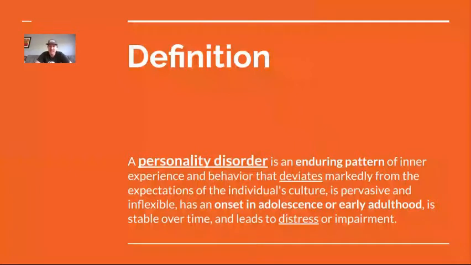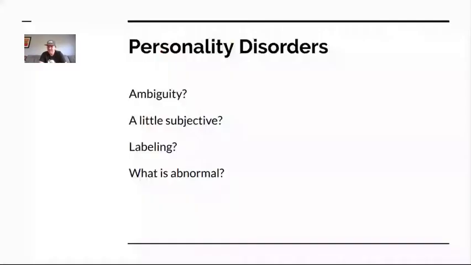It's stable over time and leads to distress, usually to other people, or impairment, or to yourself in some of these different disorders. So that's what a disorder is. Again, there's a little ambiguity to this. It's a little subjective. It really goes with the Thomas Szasz quote that we looked at in week 2 about, is this society's way of labeling somebody as, oh, you're mentally ill because you don't care about other people? So again, we continue to decide where that line of abnormality is.